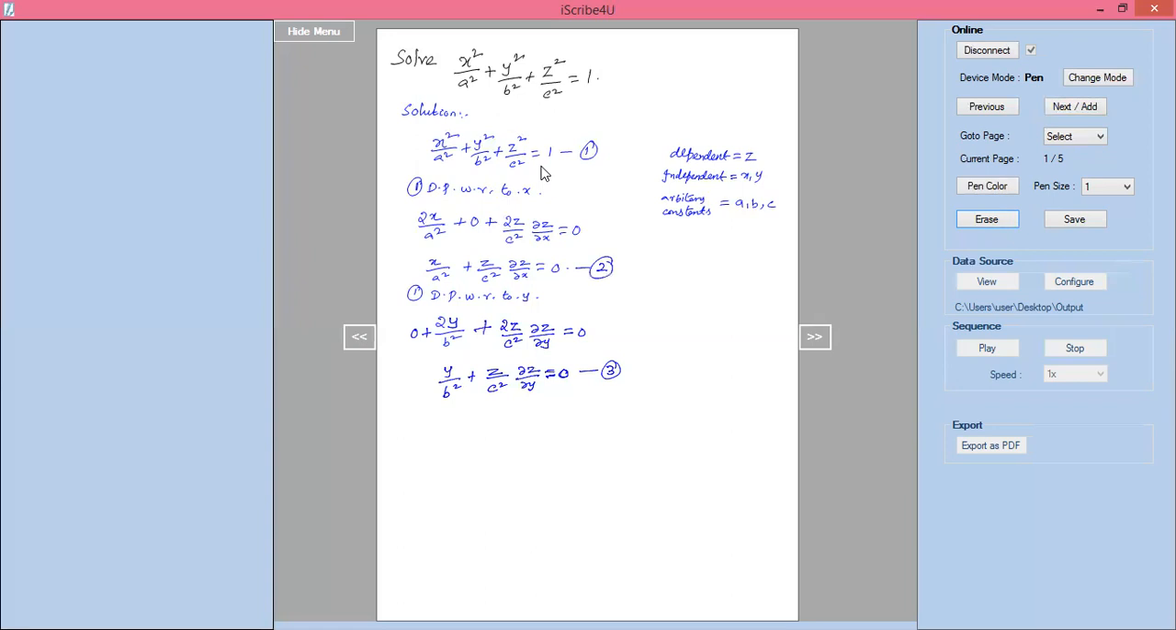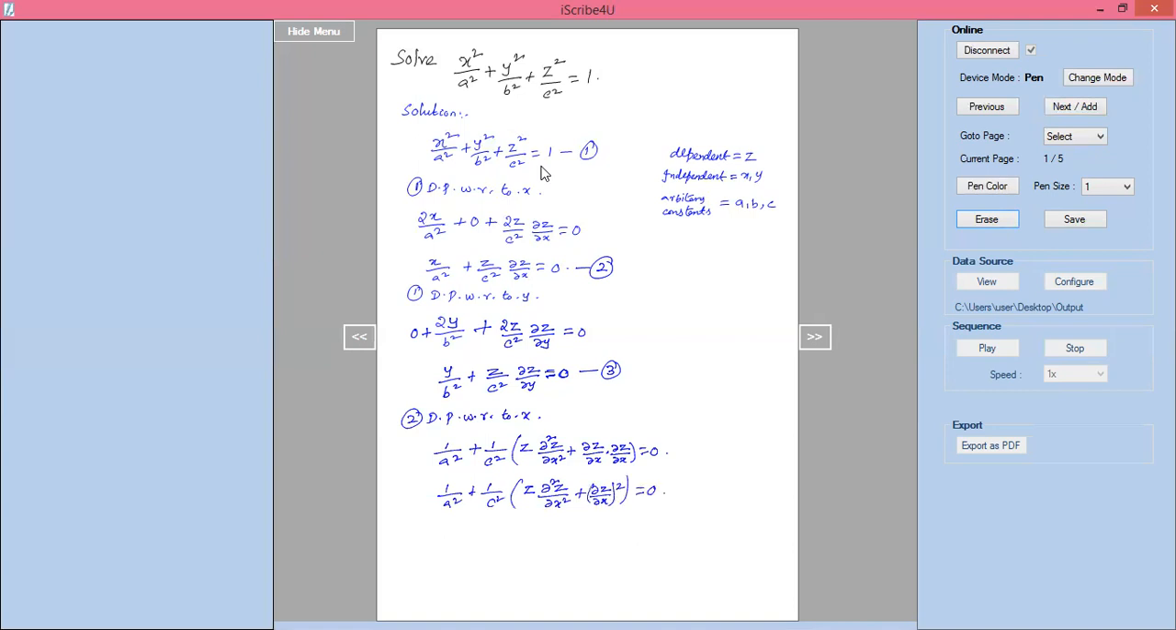Now equation 2, differentiate partially with respect to x. Differentiation of x by a square should be 1 by a square, plus z by c square is there, 1 by c square is there. So if we differentiate this, z into dou square z by dou x square plus dou z by dou x into differentiation of z, which is dou z by dou x, equal to 0. Now 1 by a square plus 1 by c square into z into dou square z by dou x square plus dou z by dou x whole square equal to 0.